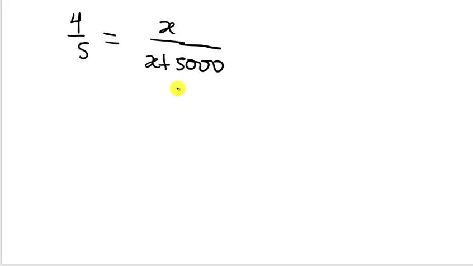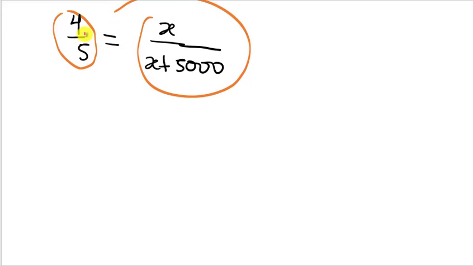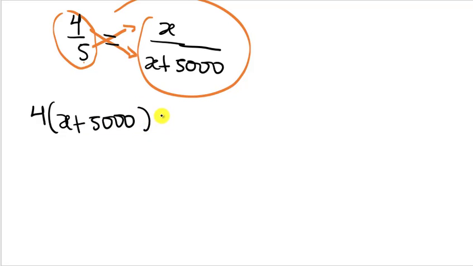So we try solving for X. In this case, we can do cross multiplication because we have one fraction here and another fraction here. Therefore, the 4 is going to multiply the X plus 5,000, and the 5 here is going to multiply the X. So this is going to give us 4 multiplying X plus 5,000, and this will be equal to 5 multiplying X, that is 5x. We expand those, so 4 times x gives us 4x, plus 4 times 5,000 gives us 20,000. And this is equal to 5x.